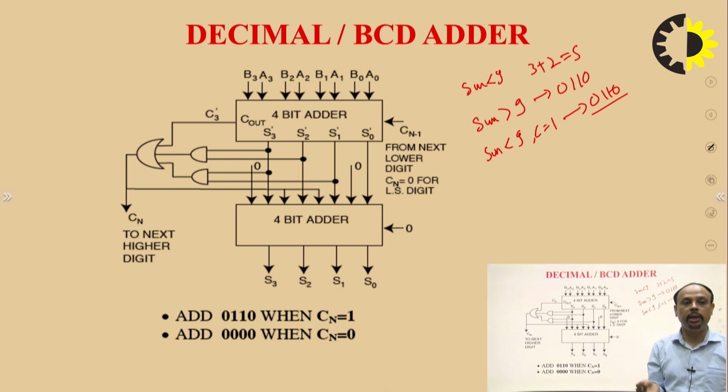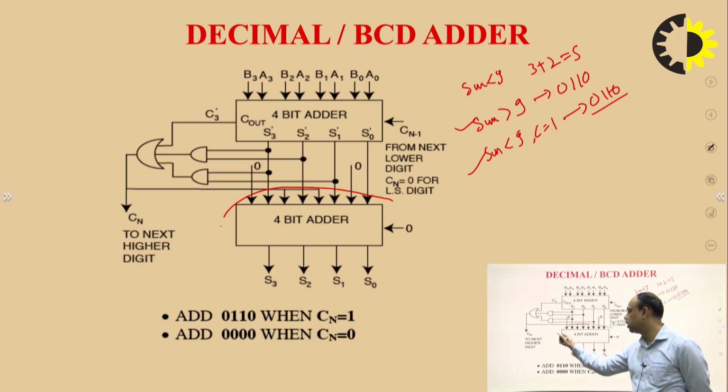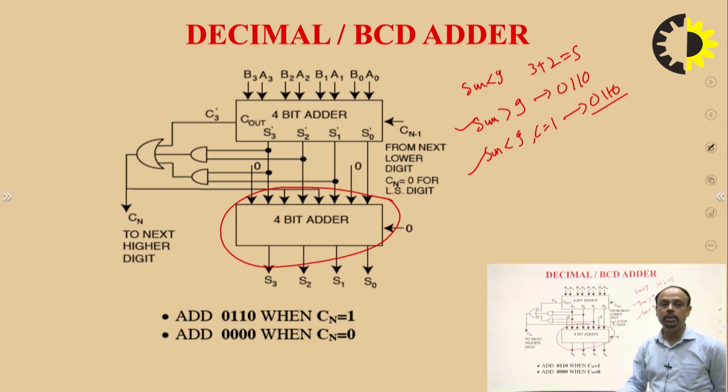It needs to be corrected if the sum is greater than 9, and also if the sum is less than 9 but there is a carry. To perform this, again we need a 4-bit parallel adder, another IC of 4-bit parallel adder, and in one input we can directly provide the sum that is generated by this 4-bit adder.